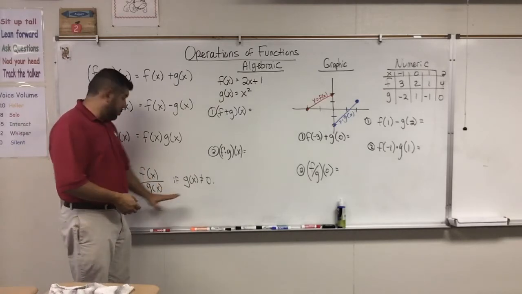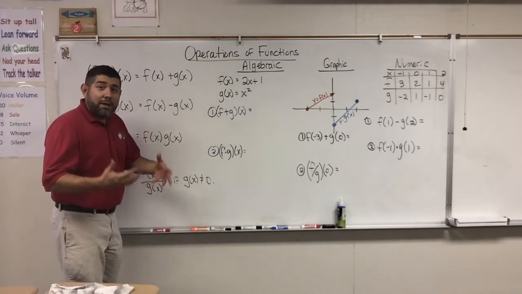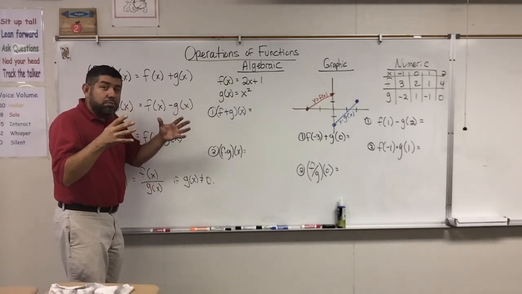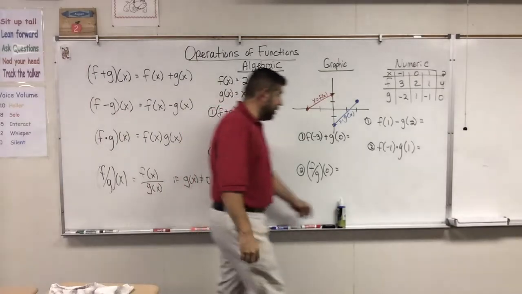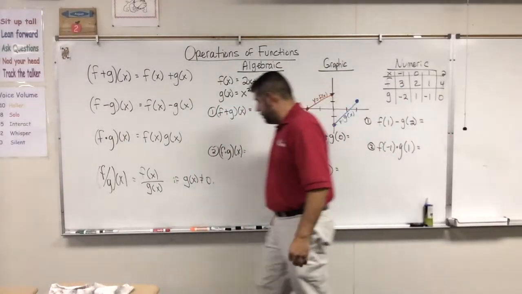Because remember, if we have something in the denominator that's equal to 0, the world's going to come to an end, right? So we can't divide by 0. So let's go ahead and take a look at some of these.